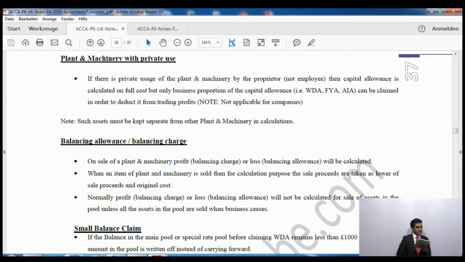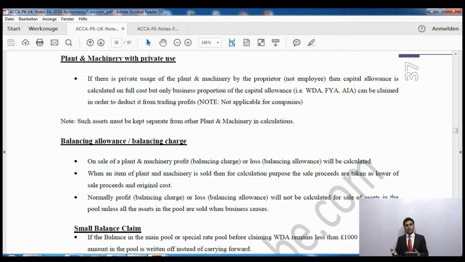What is the reason behind it? In companies, there is no private use by the proprietor, right? Because who is the owner of the company? The owners of the company are the shareholders. But a shareholder in most companies does not work for that company, do they? If they do not work for the company, obviously they cannot use anything for private use. So the only private use will be private use by the employees in the company.